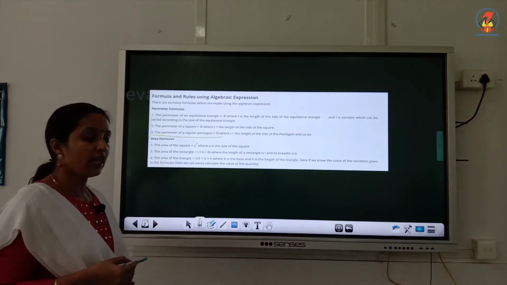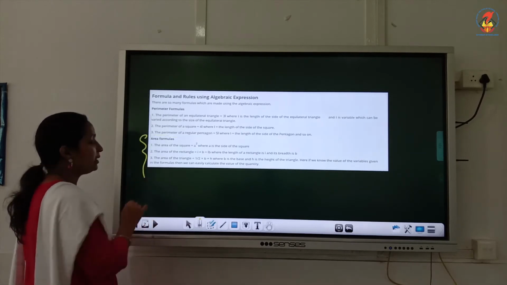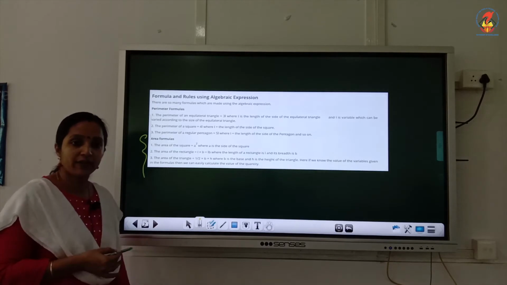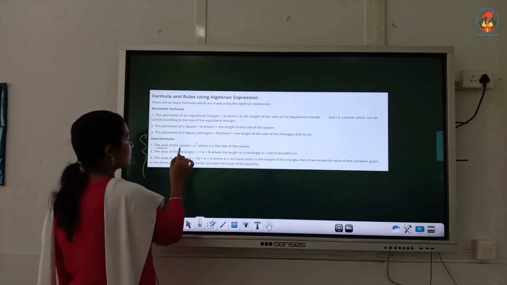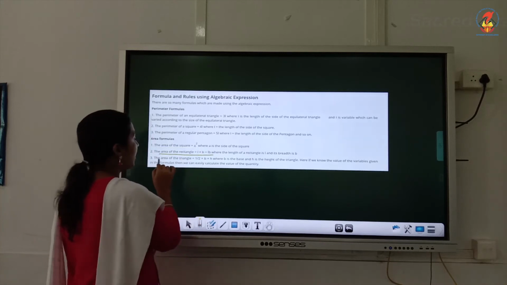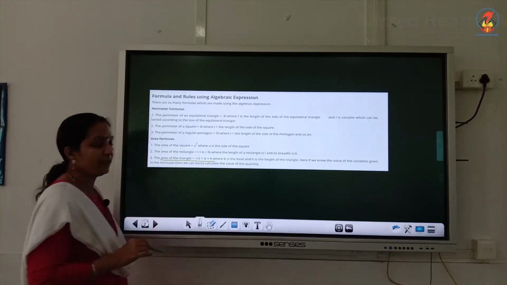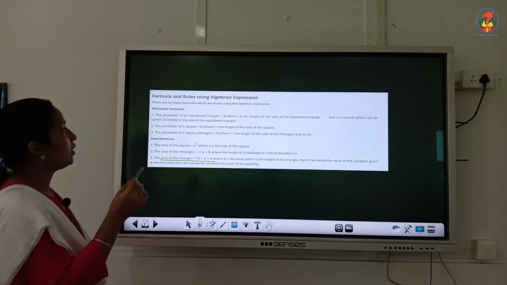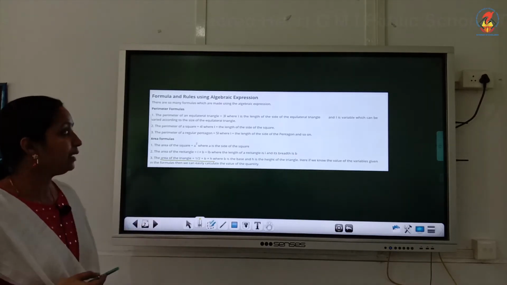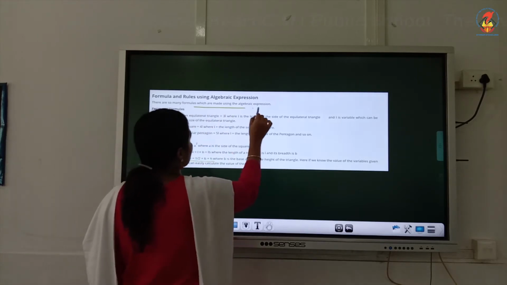Okay, like the same way we studied some area formulas also. Area of a square, area of a rectangle, area of a triangle. What is the formula for finding area of a square? L squared. Area of a rectangle, length into breadth. Area of a triangle, half BH. So all these formulas are made by using algebraic expressions.